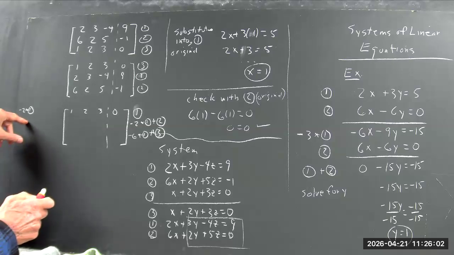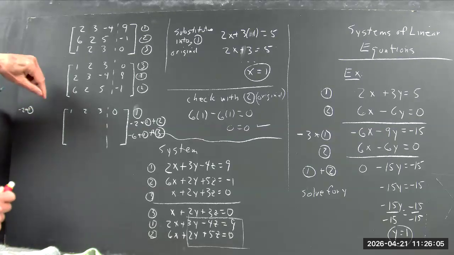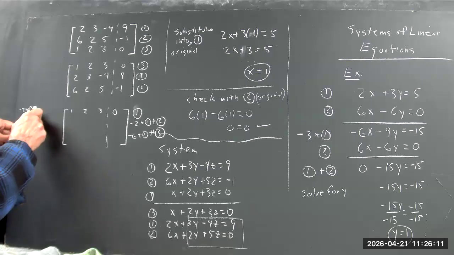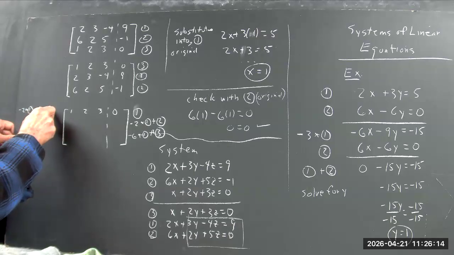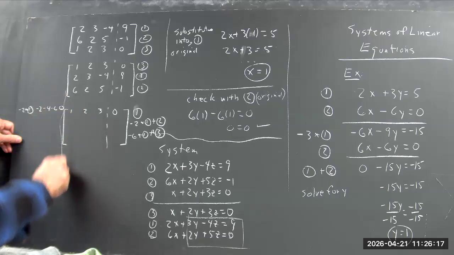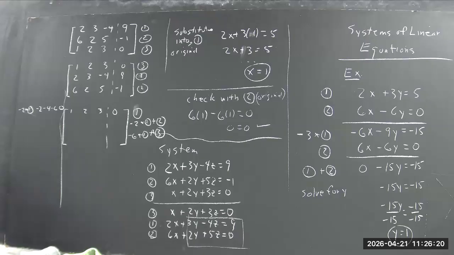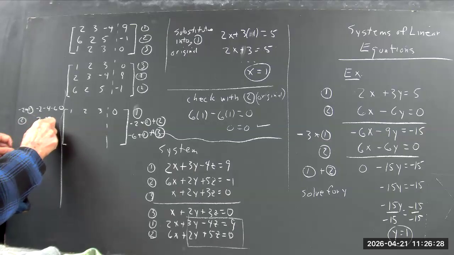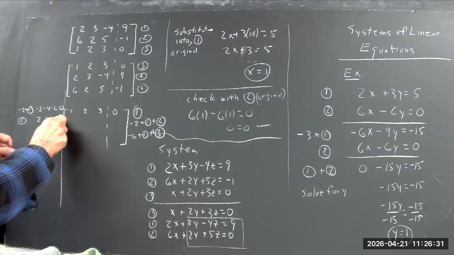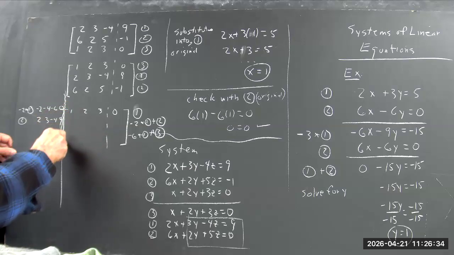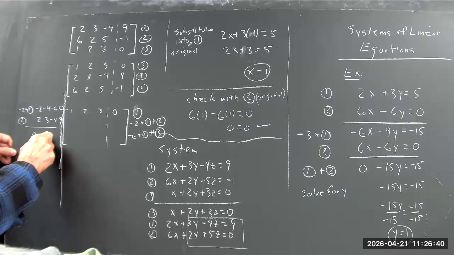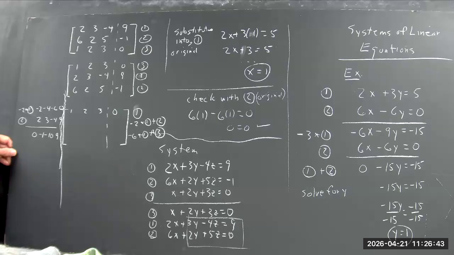Okay, -2 times row 1 is what? I'm going to write that kind of small because I don't have a lot of room over here. Row 1 is 1, 2, 3, 0. If I multiply each of those by -2, I get -2, -4, -6, 0. And then row 2 is 2, 3, -4, 9. I add those together, I get 0, -1, -10, 9.